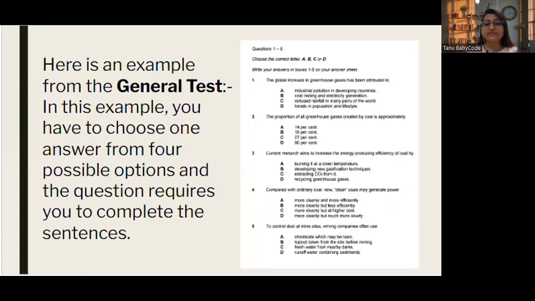Moving forward, there is another example of a multiple choice question from the general test. Again, you can see that you have to choose one answer from 4 possible options, and the questions require you to complete the sentences. So again, these are multiple choice questions, but yes, the form is completing the sentence also, right?